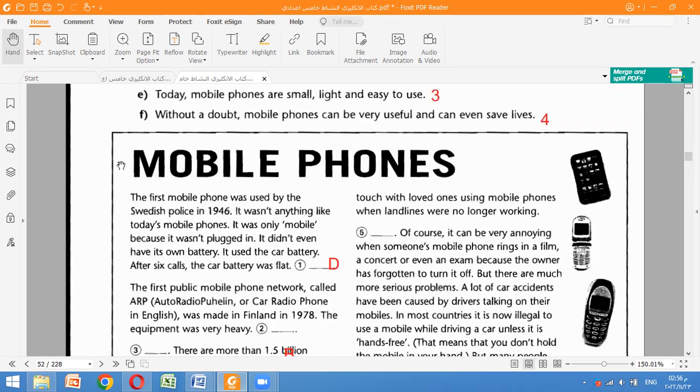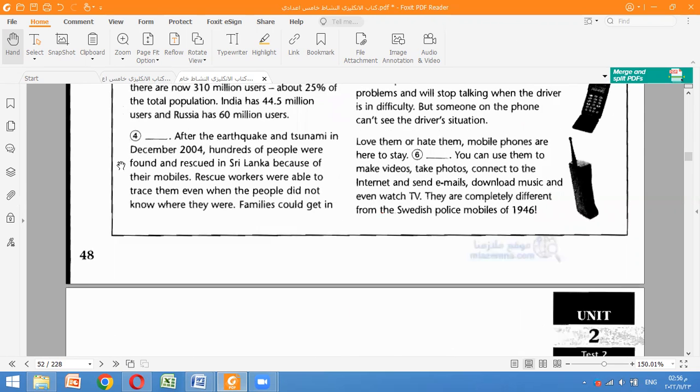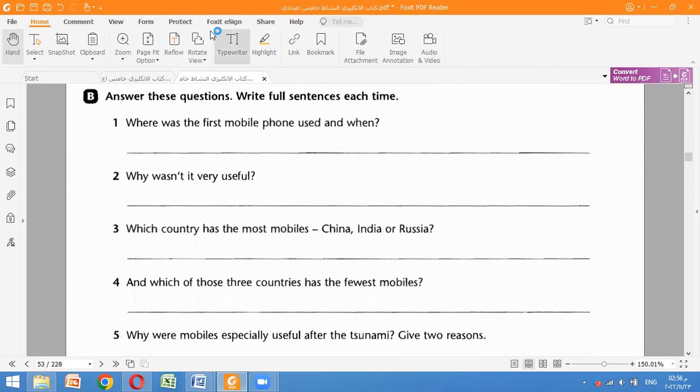Now we are going to do exercise B, answering and writing full sentences, يعني subject, verb, and complement. For example, where was the first mobile phone used and when? Where, when. Where يسأل عن المكان, and when تسأل عن التايم, الزمان.